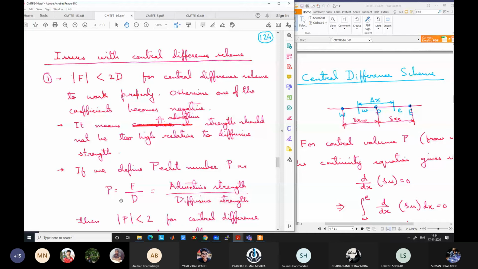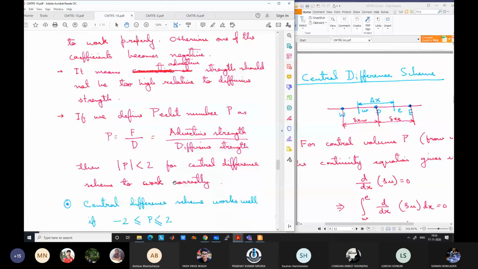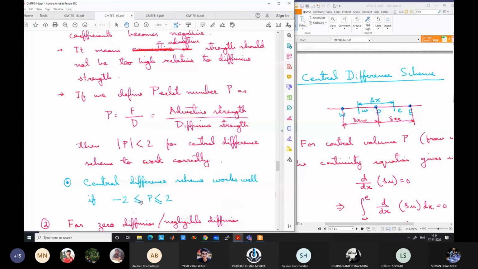Formally we can define a number, which we call the Peclet number P, which is the ratio of the advective strength to the diffusive strength. The significance is that it tells us which is relatively strong, advective strength or diffusive strength. So for mod F to be less than 2D, it means the Peclet number can be both positive or negative depending on the sign of F. D is always positive. So mod of P should be less than or equal to 2 for the central scheme to work properly. At the limit it can be equal to 2, but that is the limiting case.